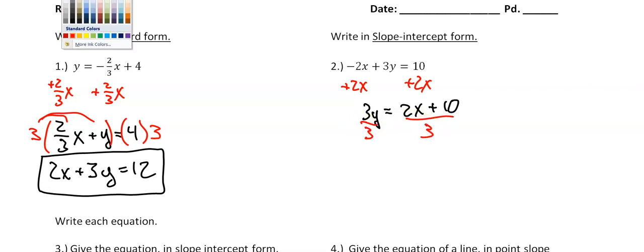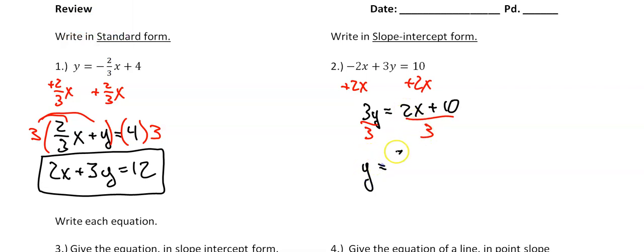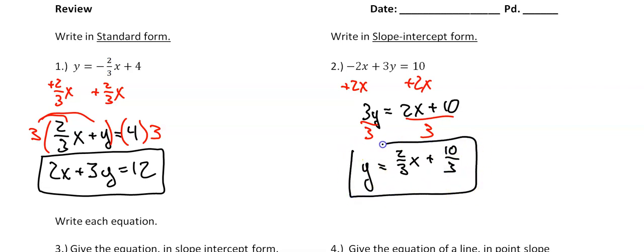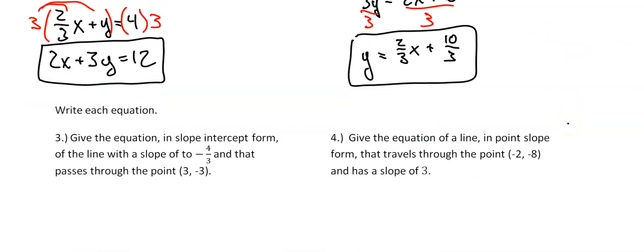And again, this is my distributive property. Even though it's division, I have to do the 2 divided by 3, which is 2/3. I just leave it as a fraction. Then I have to do the 10 divided by 3, which also doesn't divide very nicely, so I'll just leave it as 10/3. Okay. So again, standard form, everything on the same side, x and y on the same side, no fractions, can't start with a negative. And then slope-intercept form, solve for y.